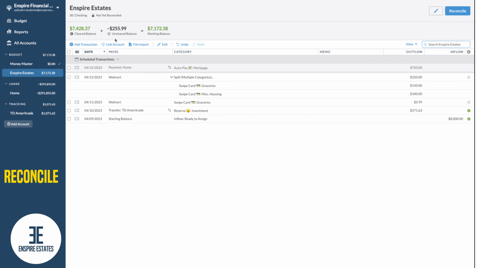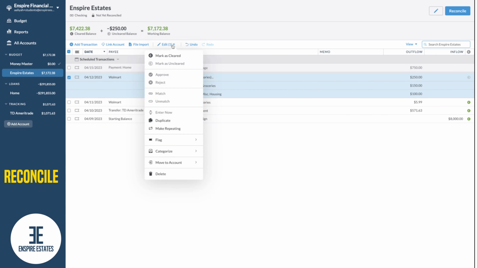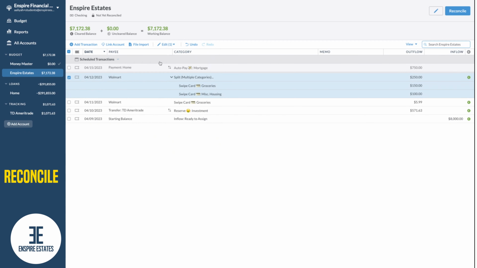Right now, YNAB is telling us that we have negative 255.99 uncleared. When we go back to our transactions, we notice we have two transactions that have not yet cleared. We can resolve this by clicking on the C to turn it green. We'll do that. Or we can select the transaction, go to edit, and mark as cleared.